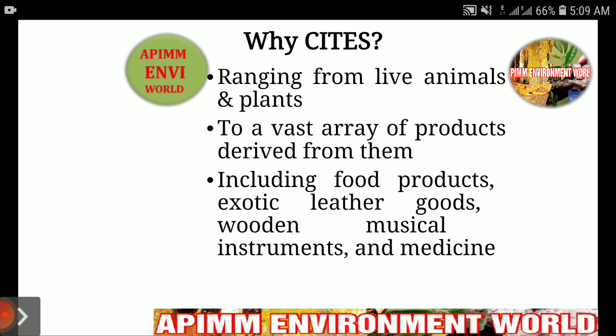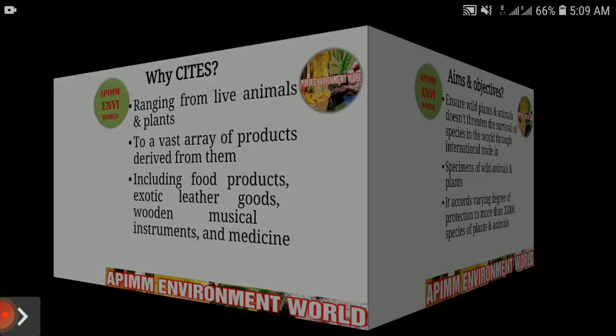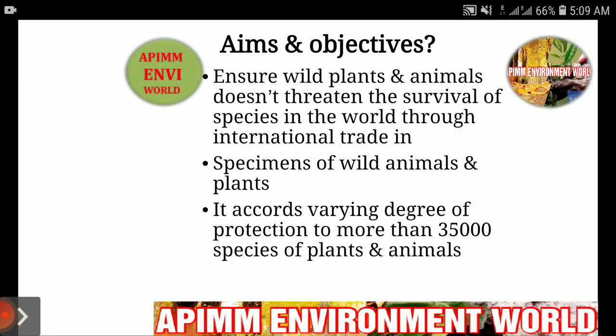That's why the world thought there should be a convention, a legally binding agreement, with some laws and conventions, so that the community around the globe will protect these endangered wild plants and animals. They decided to form such a convention in the form of the Convention on International Trade in Endangered Species of Wild Flora and Fauna. These were some of the reasons to draft this convention.